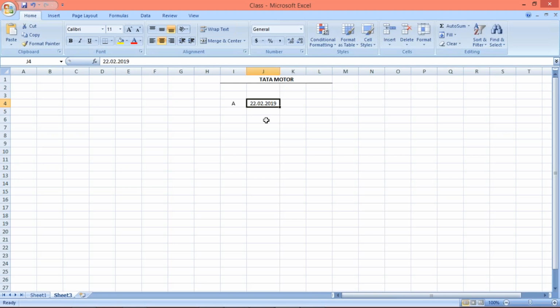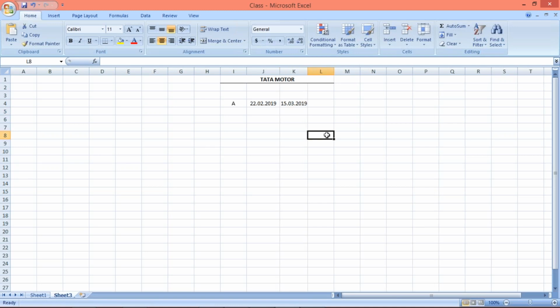Due to certain reason, let's suppose this guy has forgotten to post this invoice. Now what is happening, guys? He forgot to post this invoice, kept it somewhere in the drawer, and for 10 days or 12 days it was there itself. Okay, now we are on 15th of March. Now we are on 15th of March. So what will happen, guys? We are on 15th of March.